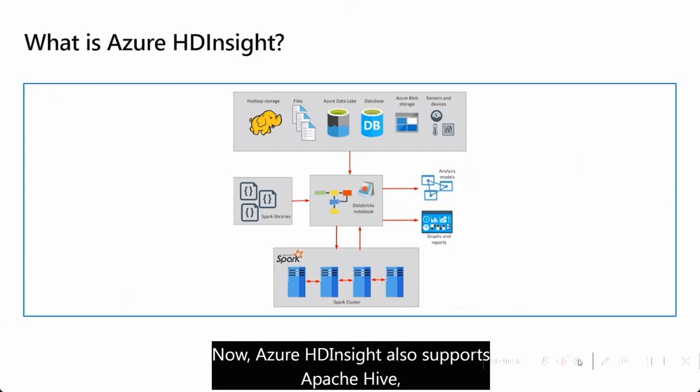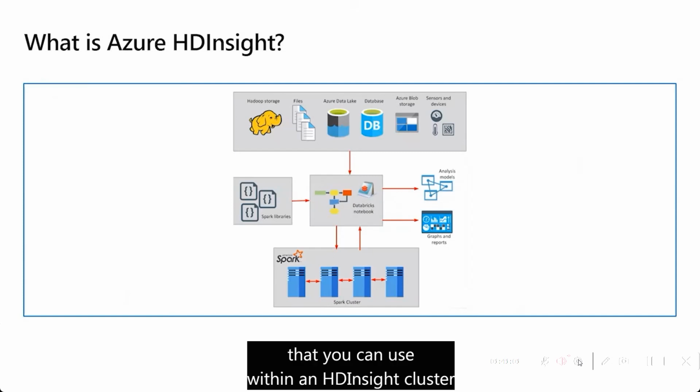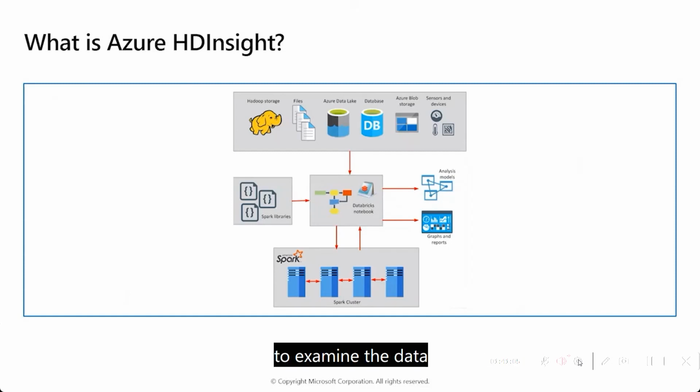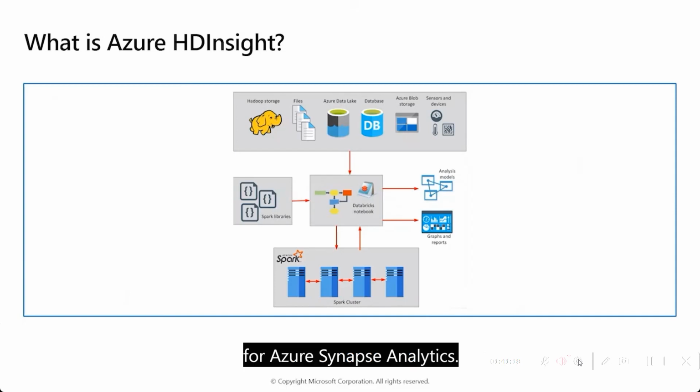Now, Azure HDInsight also supports Apache Hive, which is a SQL-like query facility that you can use within an HDInsight cluster to examine the data that's held in different formats. And then you can use it to create, load, and query external tables in a similar way that you would use PolyBase for in Azure Synapse Analytics.